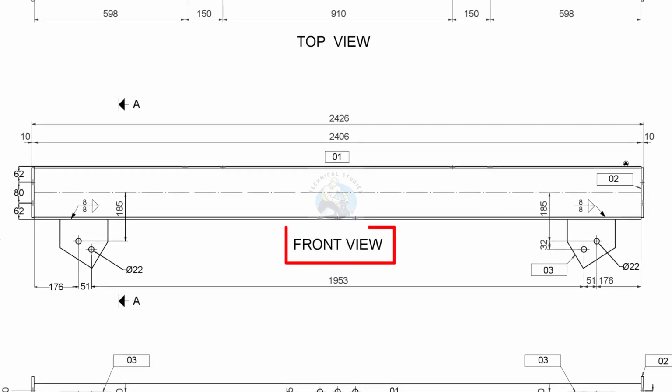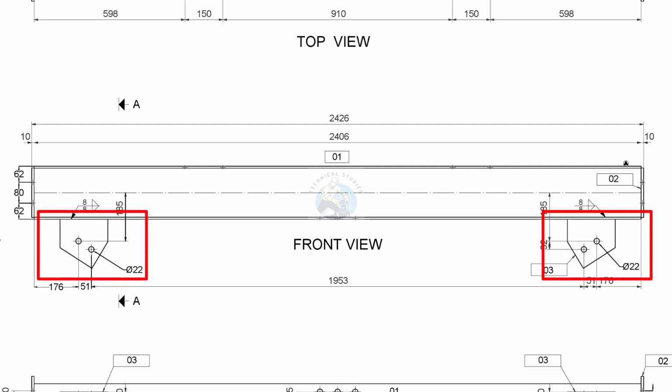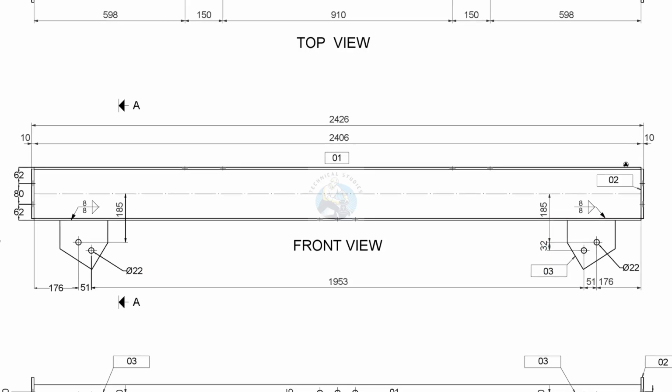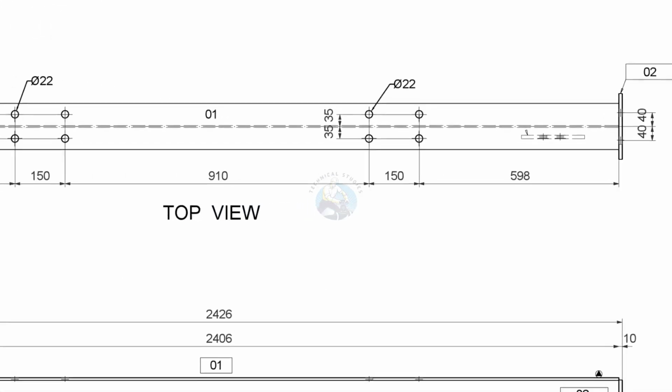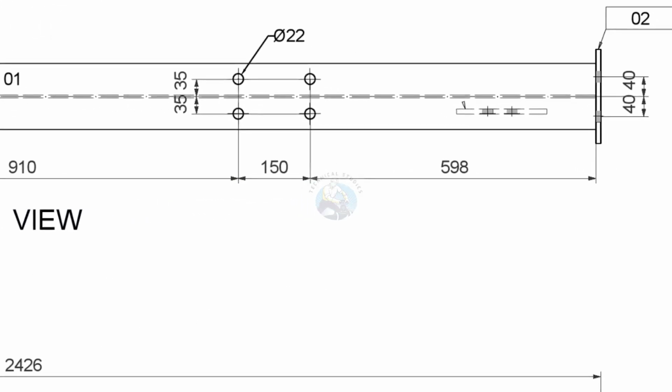Look at the front view of the beam. Observe the position of the gusset plates. The gusset plates come below the beam. In the top view, you can see the gusset plates are not attached exactly on the beam web. It is off-center. These observations are very important in construction.